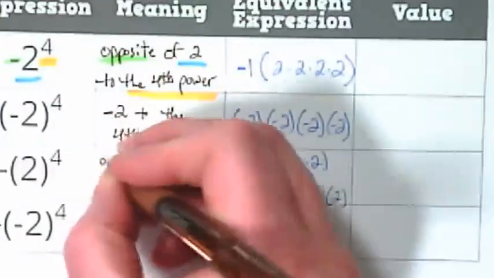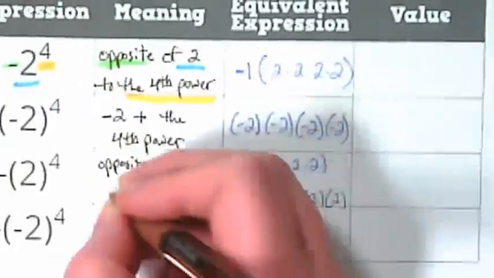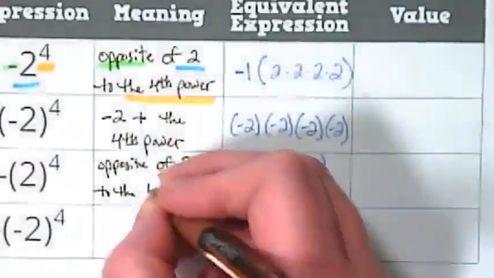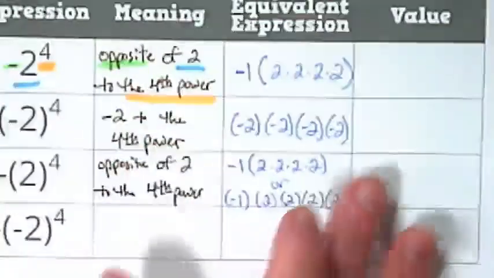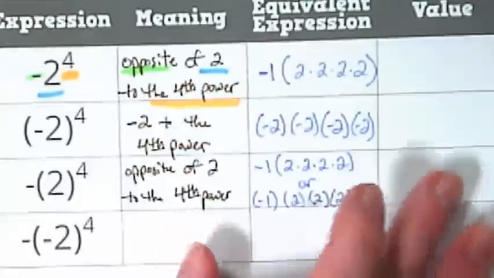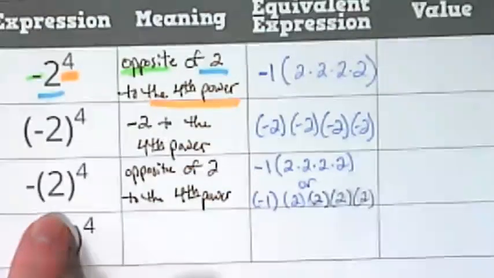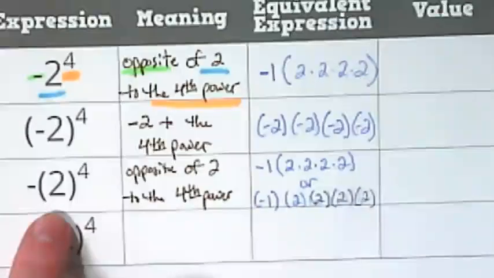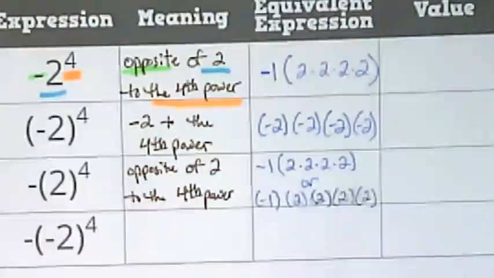This means opposite of 2 to the 4th power. What's different about them? These parentheses, true? There's a parentheses around the 2 here that don't exist up here. Why would you have parentheses there?